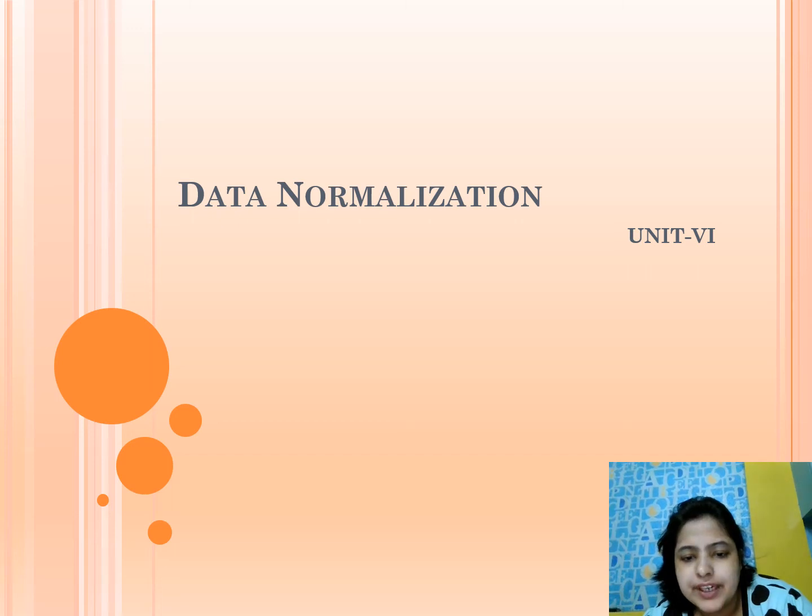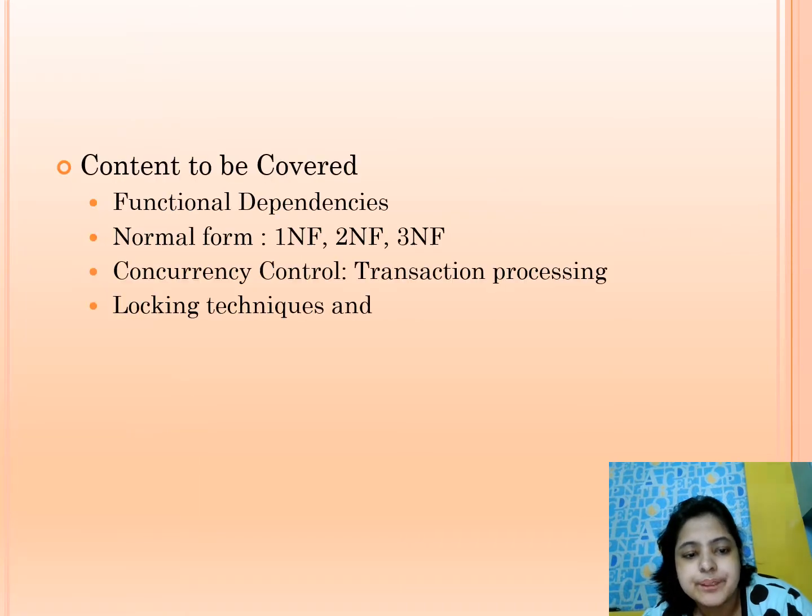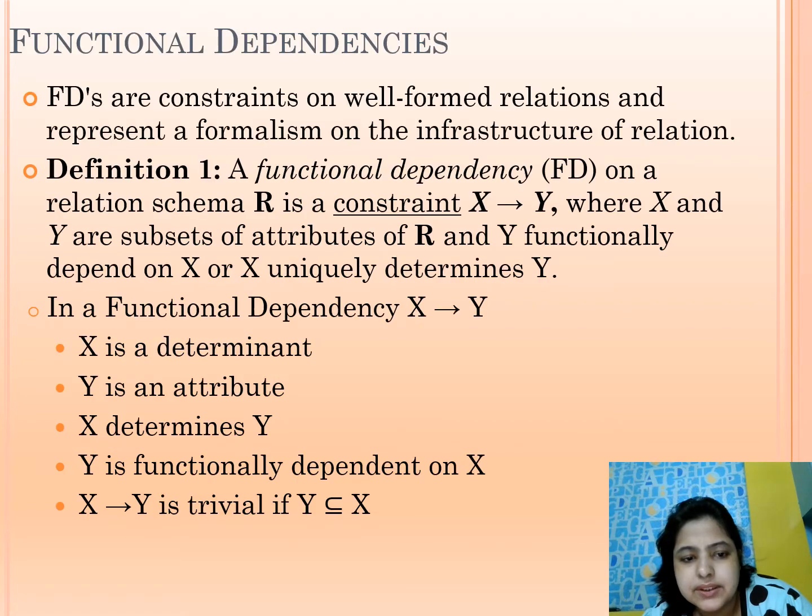Next part is data normalization. Right, data normalization is the concept of how data evolved, how we started storing data, and how we came to the point that the data should be in this format, then we'll get good results. Right? So these are the various contents that we'll be covering in unit 6.